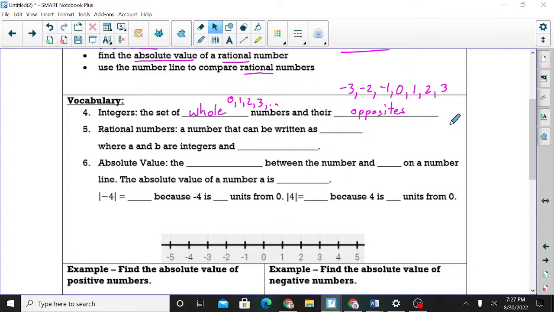So next, we're going to actually mention what the rational numbers are. A rational number is a number that can be written as A over B. By the way, that means it's a fraction, F-R-A-C-T-I-O-N. Where A and B are integers and B cannot equal 0. And B can't equal 0 because you can't have a 0 in the denominator of your fraction.